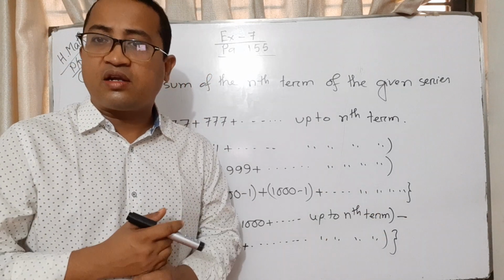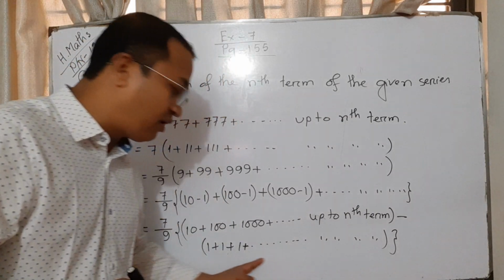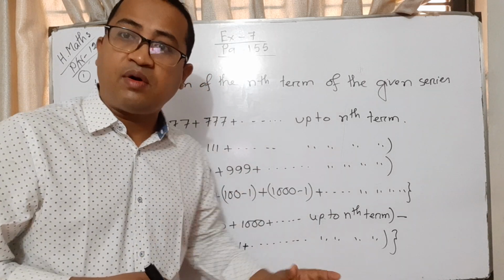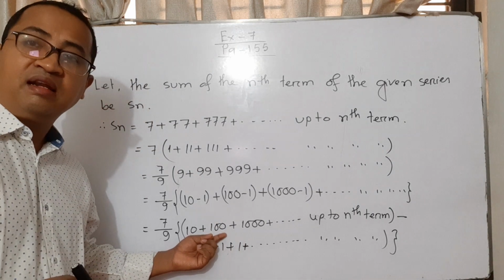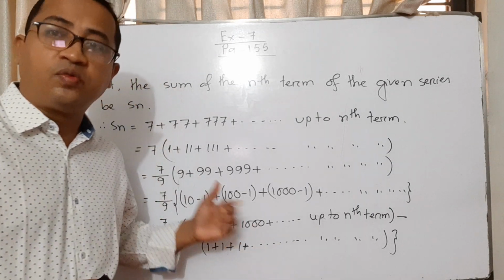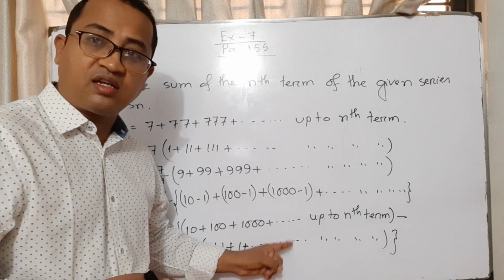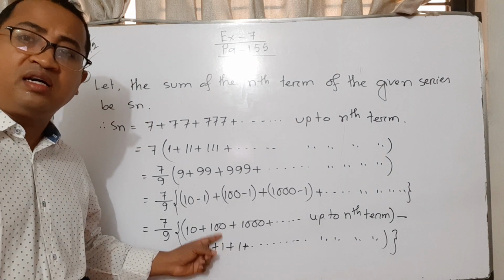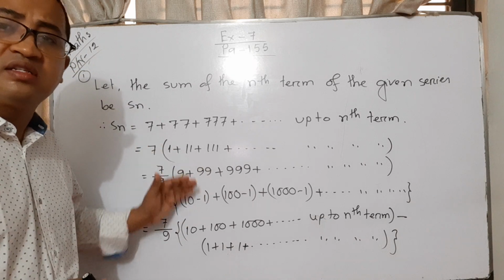Now you can easily tell the sum of this series. How many 1s are there? There are n number of 1s. So the sum of this series is n, and we will find the sum of the other series. This is a geometric series. Look, 10, then 100, then 1000, then 10,000. So this is a geometric series. Easily we can find the sum of these two series. That's why we do this type of system.